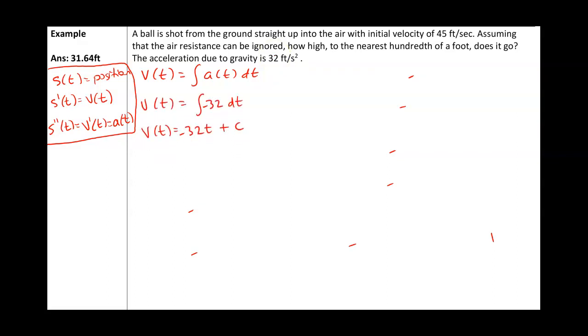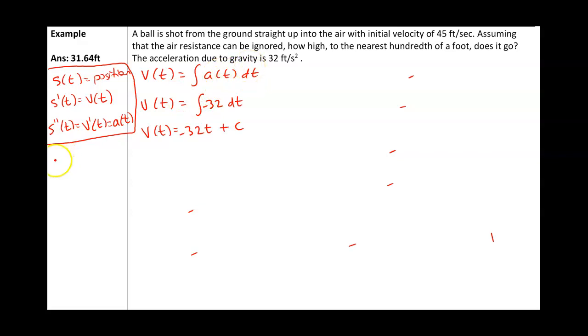And because when something is falling toward the ground, it has a negative acceleration because it's coming toward the ground, which is why we have a negative 32 dt. And notice it's dt because it's with respect to time. It's per second squared. So we're measuring the acceleration with respect to time, which is why we have a dt, not a dx. So velocity with respect to time is the integral of the acceleration with respect to time.